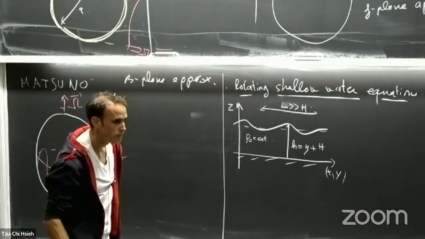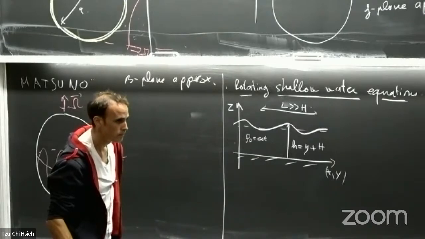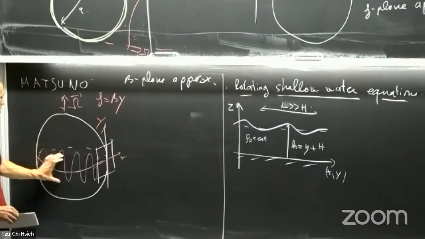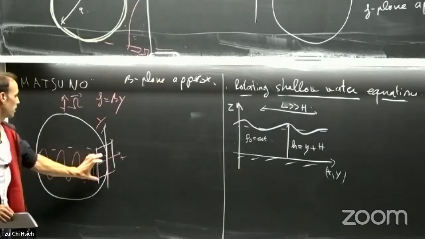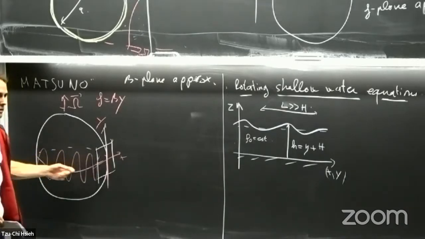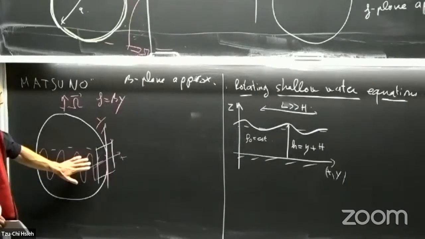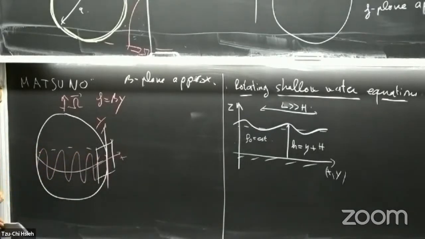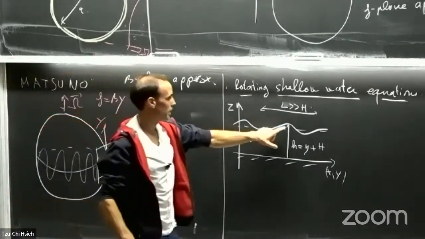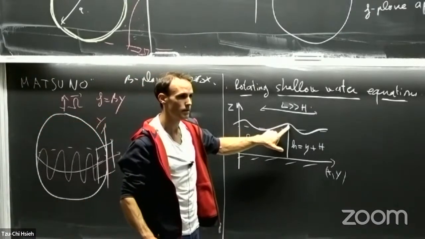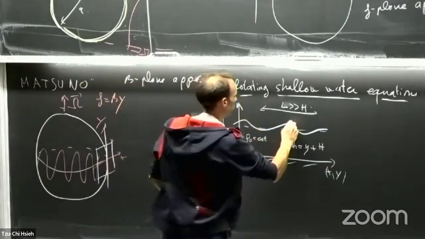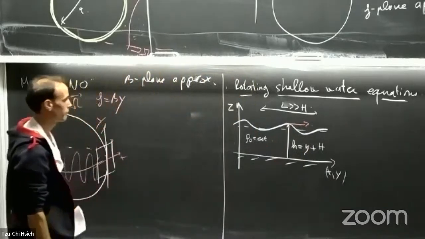Is the wave that you're talking about vertical? Sorry, is it along the radius of the Earth, or is it north-south? Here the waves are propagating in the zonal, east direction. So this is horizontal motion. Yes, exactly. So the waves will be propagating like this.